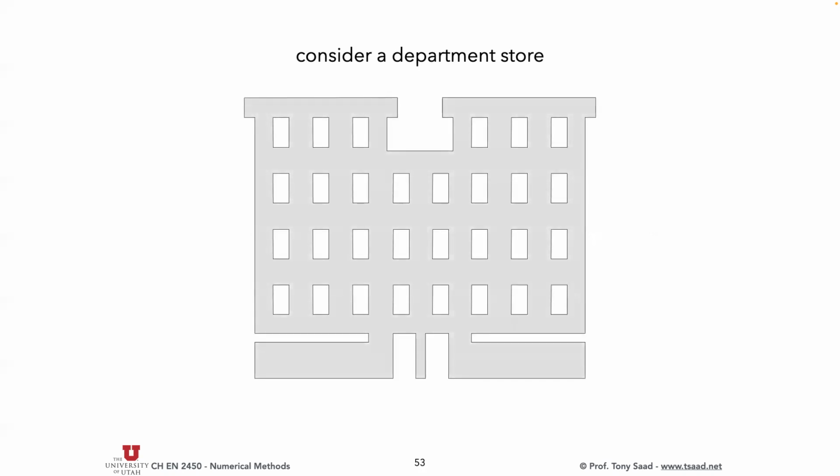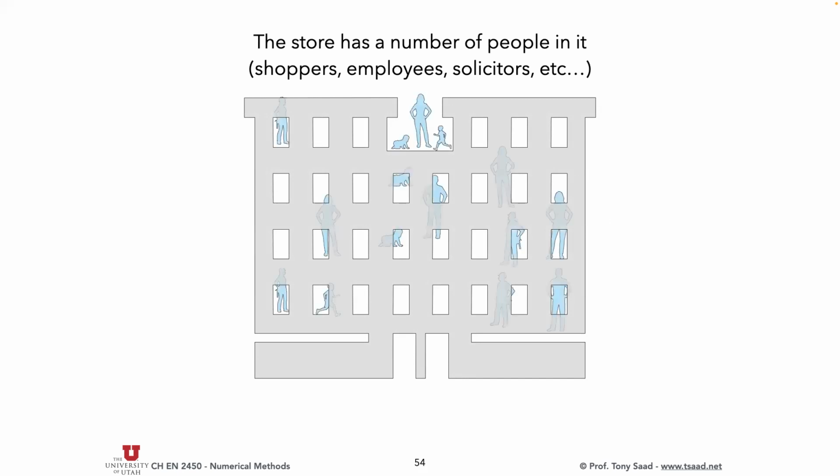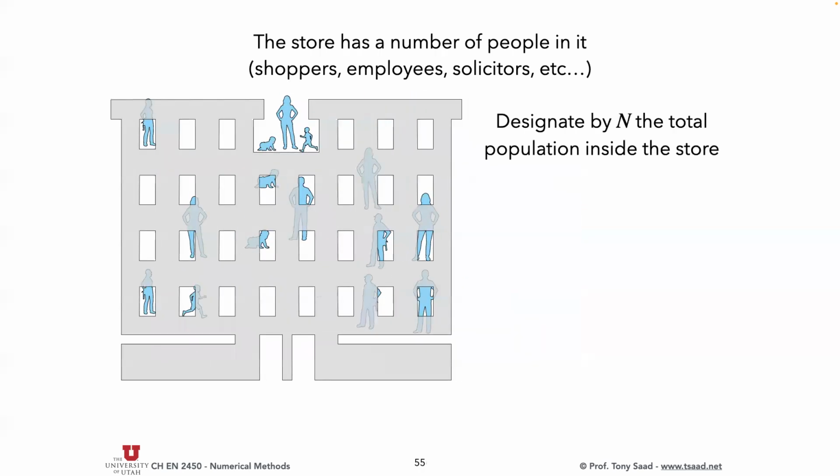Now to drive the point home, I want you to consider a department store. Macy's, Nordstrom, whatever you fancy. And there's a bunch of people, shoppers, employees, solicitors, people inside the mall, inside that department store. If you designate by n the total population inside the store, so right now you went and looked at the store, there's like 2,223 people in there. That's the total population inside the store.